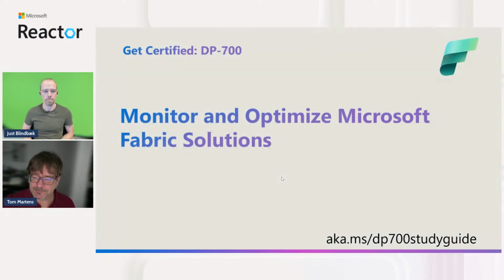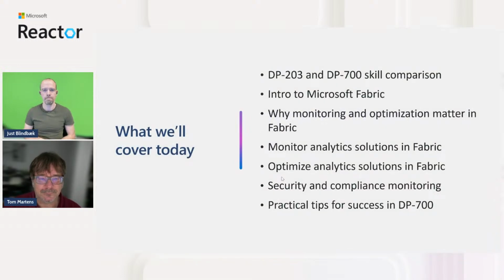Right. So yeah, let's get started with the actual content here. So this is a comparison. There has been DP-203, and now there's the new one, DP-700. This is about focusing on Microsoft Fabric. Then what is this monitoring and optimization? Then how to monitor analytics solutions. And also we have a little bit of a live demo, how to do this, how to optimize. And then finally, more or less, it's about security, something that matters a lot to the both of us. And then finally, we have practical tips for success, how to pass the DP-700.